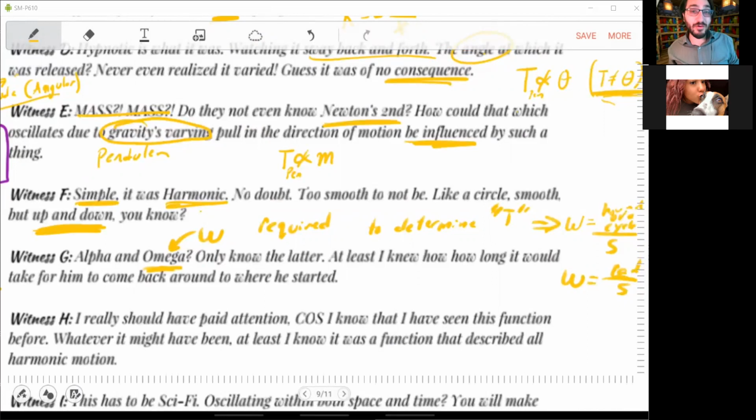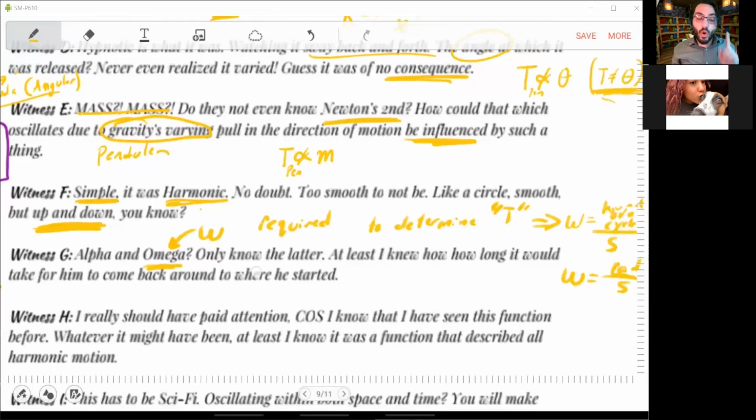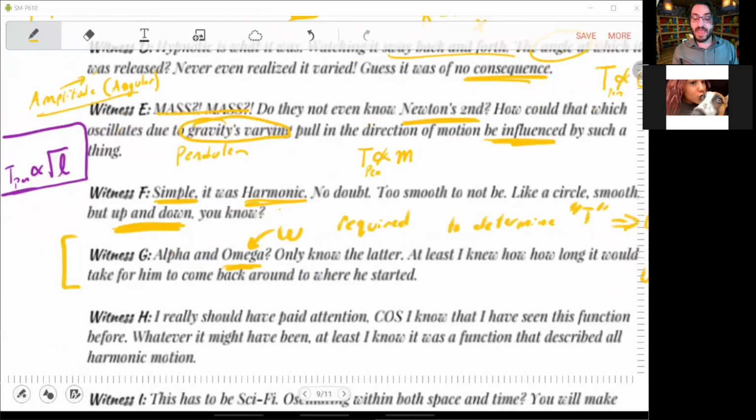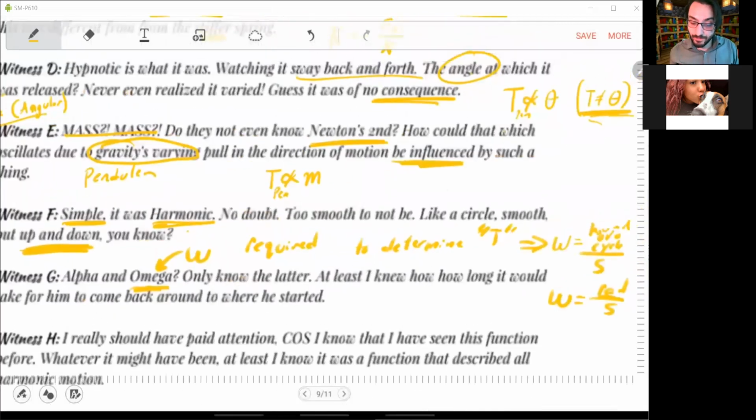Simple harmonic motion is smooth cyclical motion like a circle, but up and down. What is witness F talking about? Witness F is talking about a spring. A spring is smooth, cyclical motion that is simple harmonic, right?